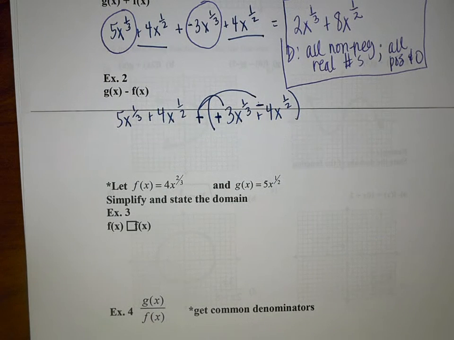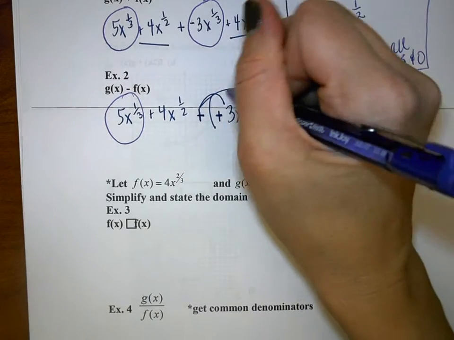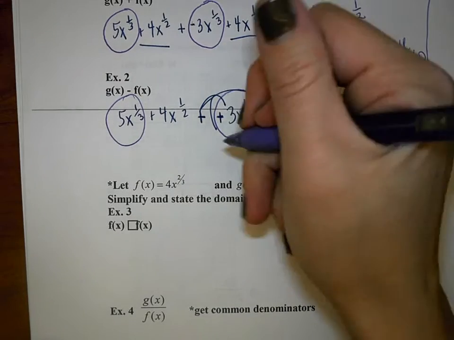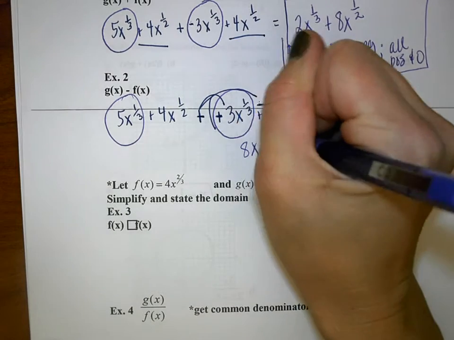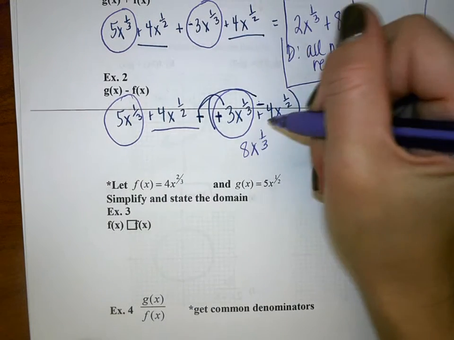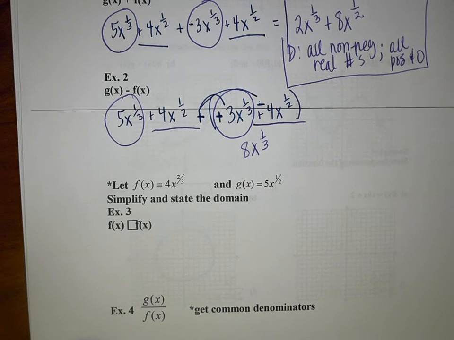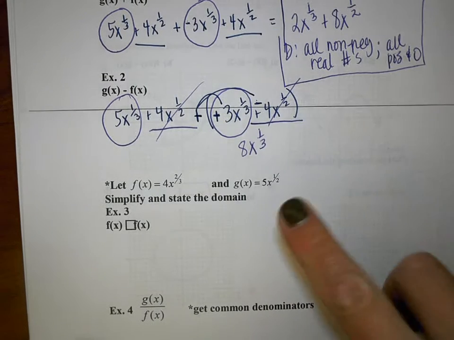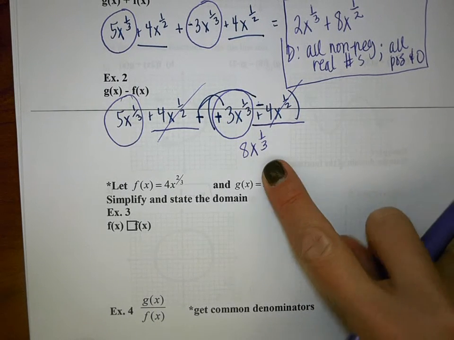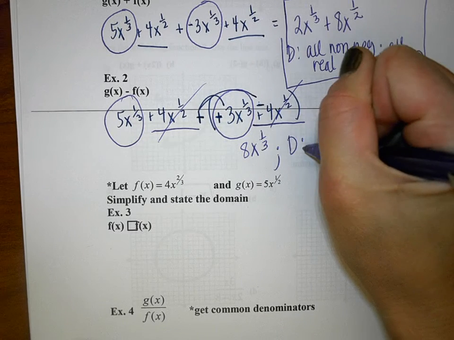So again, now we're going to combine our like terms. This time I have a 5x to the 1/3 and a positive 3x to the 1/3, which makes 8x to the 1/3. And then we have 4x to the 1/2 and a negative 4x to the 1/2 power. So those end up canceling out. So now my answer here is 8x to the 1/3 power. That's my answer simplified, and then I need to state the domain.